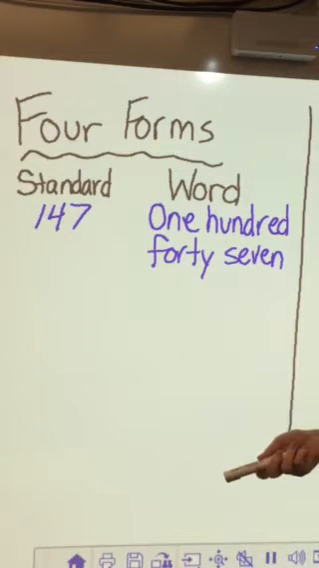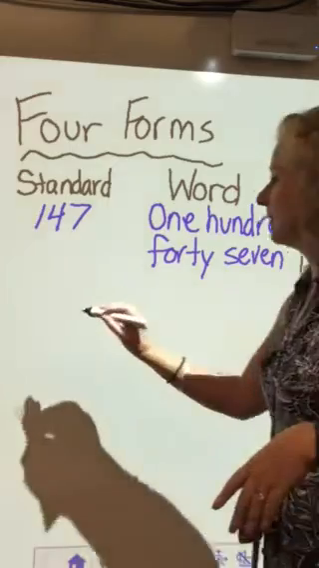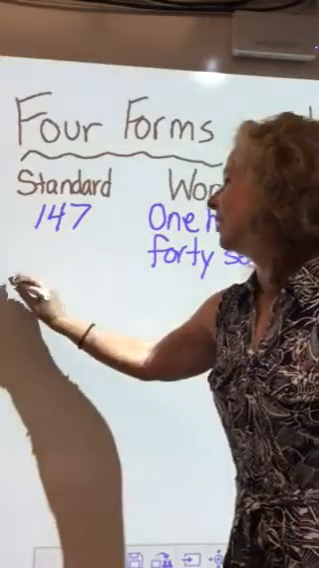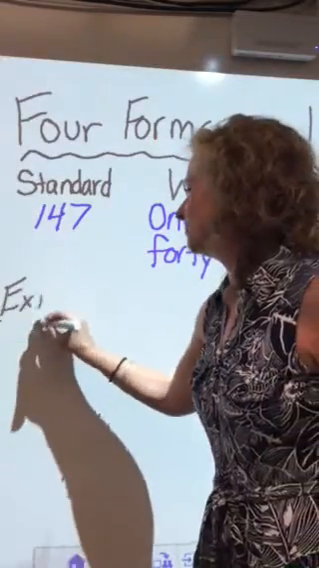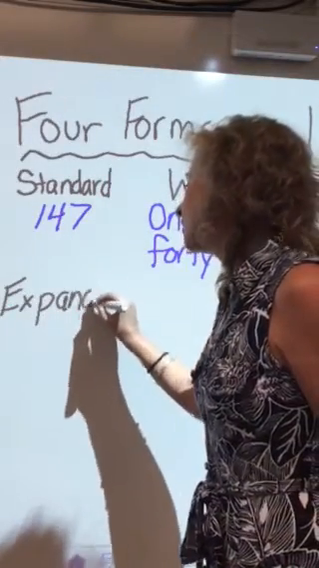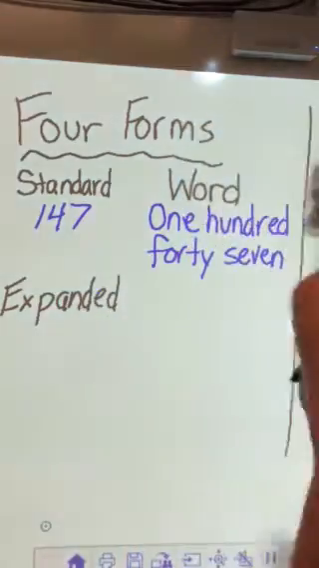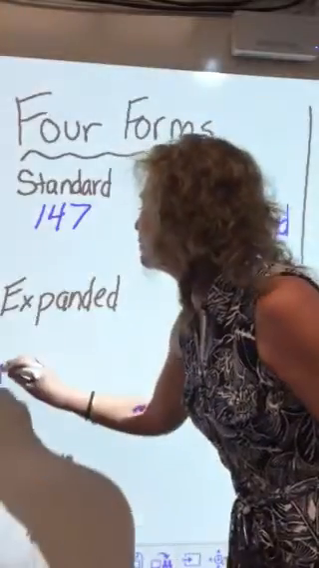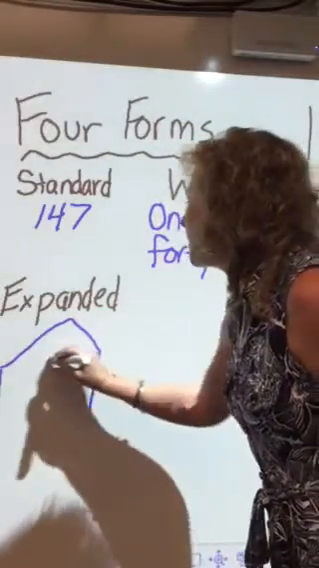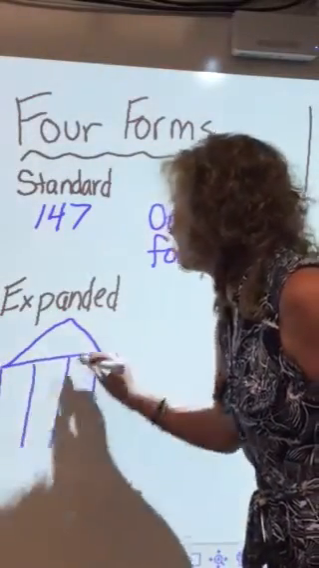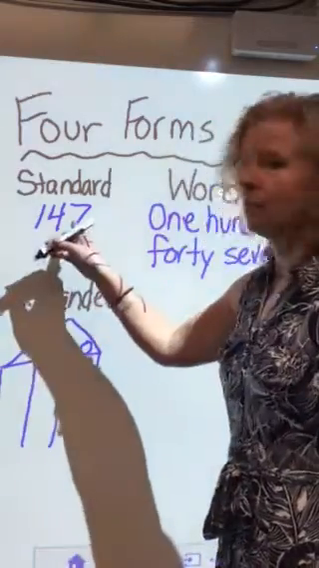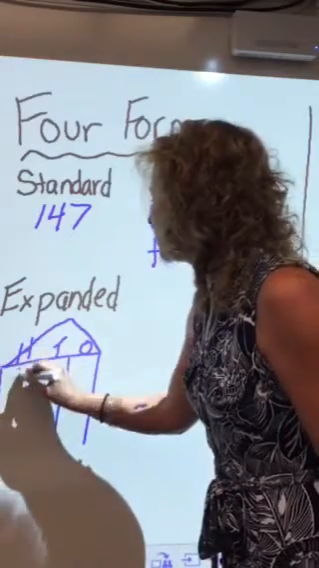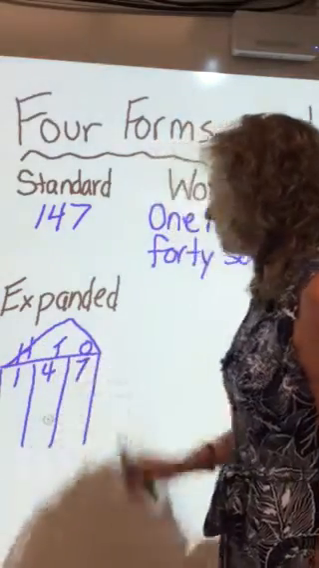We have 2 more forms that I want to practice. What's that one? It's expanded. You make it bigger. Now, I have taught you a trick for expanded form, and I want you to use it every single time. I want you to draw the house. For this number, we only need the units house because it's a number that fits in the units house. Ones, tens, hundreds. Let me put that number in the units house.